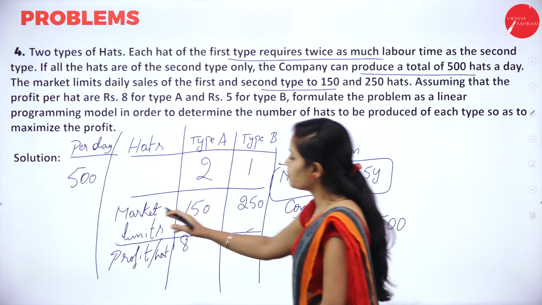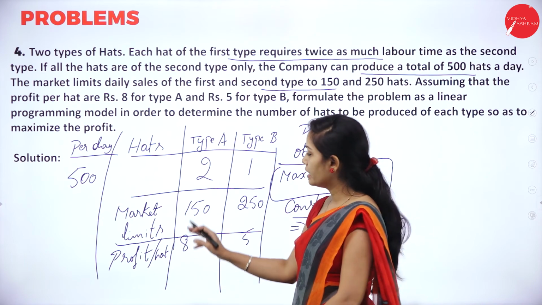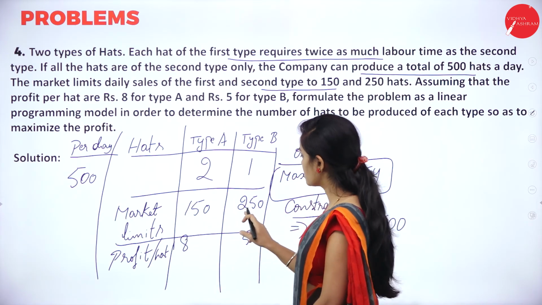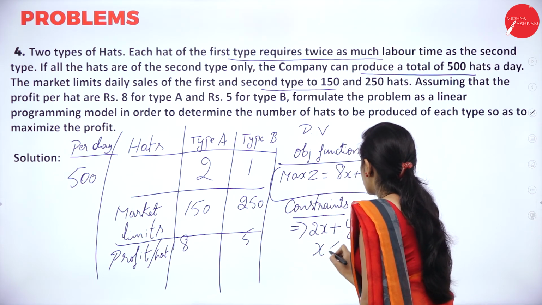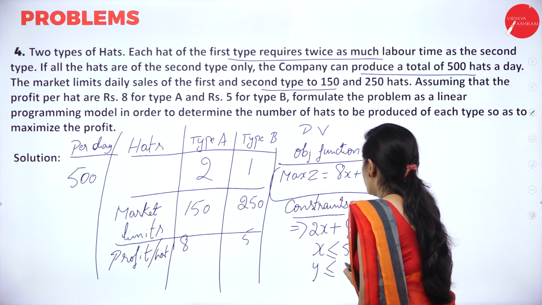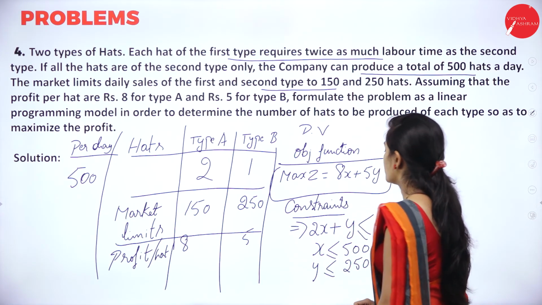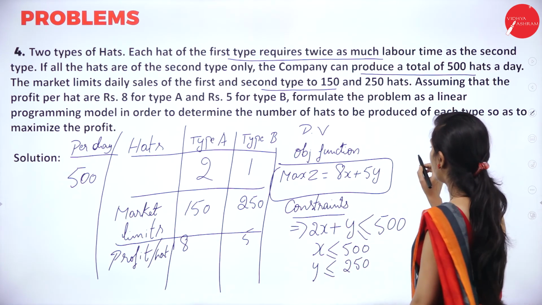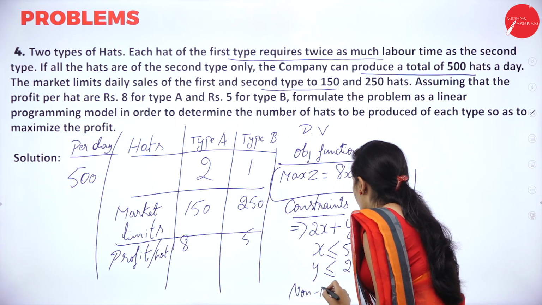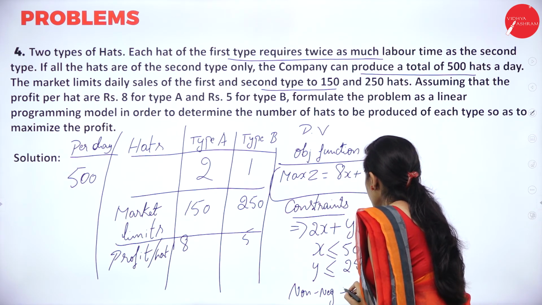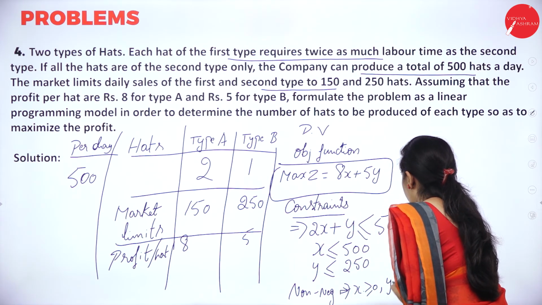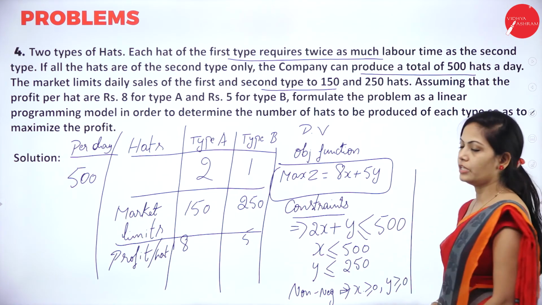And also we have market limits. Here they have given the market limits. So I will consider this X and this is Y. So X is less than or equal to 150 and Y less than or equal to 250. So these are my constraints. And finally, the non-negativity constraint is X greater than or equal to 0 and Y greater than or equal to 0.